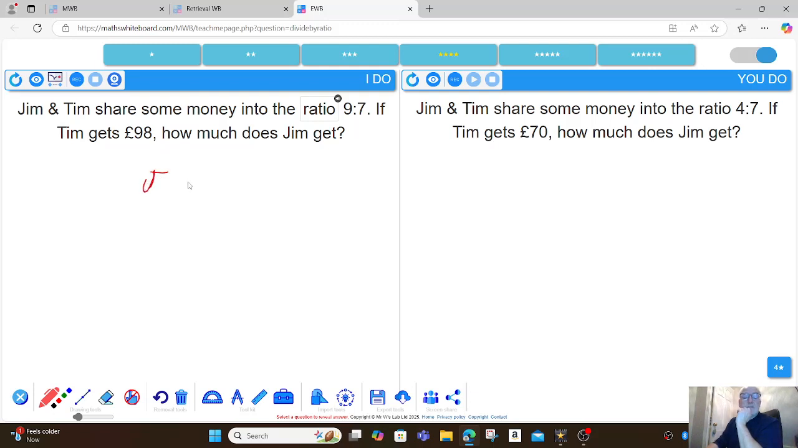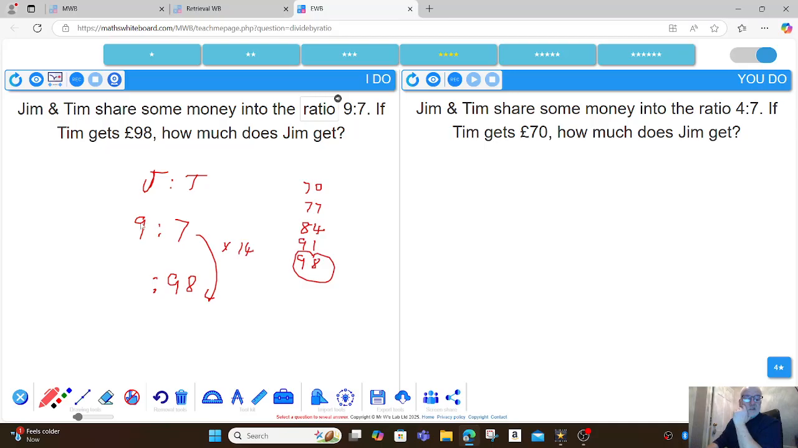So, Jim and Tim, 9 to 7. Tim gets £98. How do I get from 7 to 98? Well, if I times it by 10, I would get 70. 11 is 77. 12 is 84. Add another 7, 13 is going to give me 91. And 14, 98. So I'm going to times that by 14.